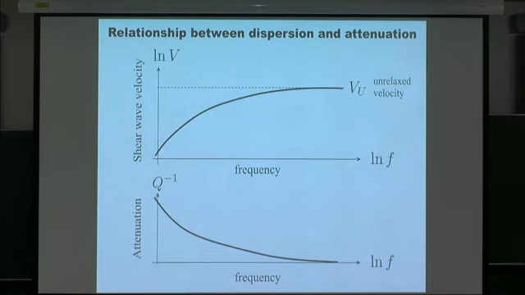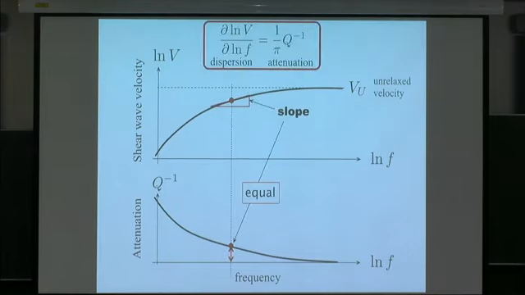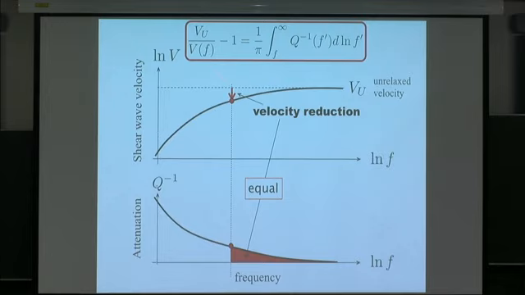Under some reasonable assumption, this relationship can be simply stated: the slope of velocity is equal to the attenuation at this frequency, which can be explicitly written like this. And this relationship can be more conveniently stated: the amount of velocity reduction at this frequency is equal to the integral of attenuation above this frequency.